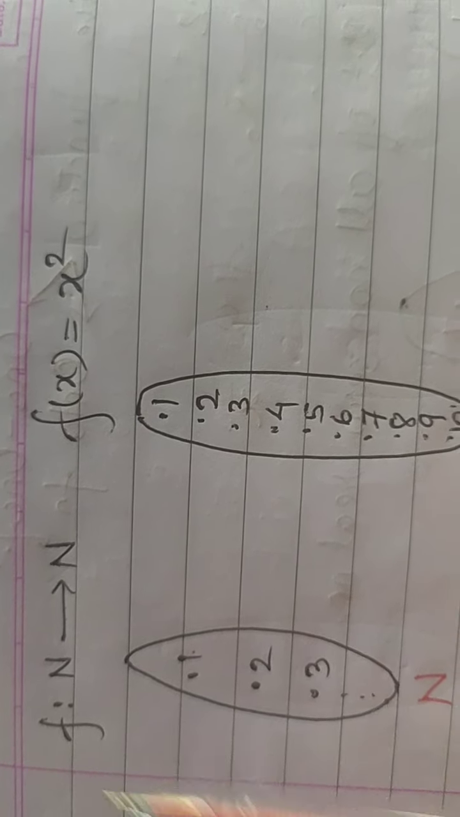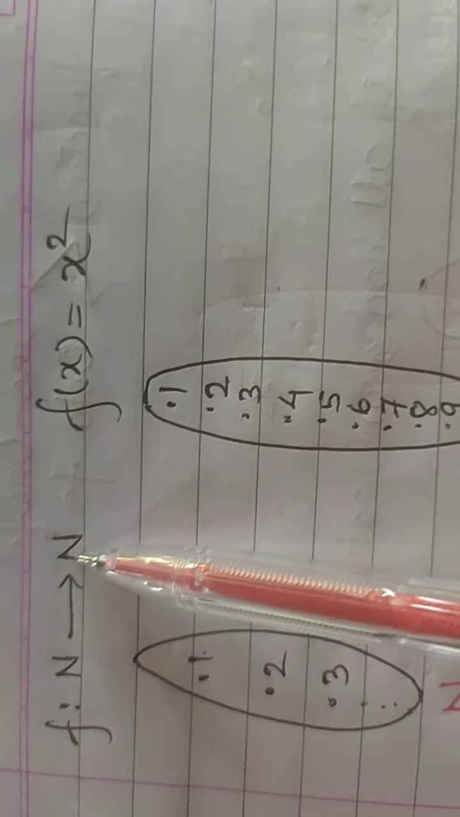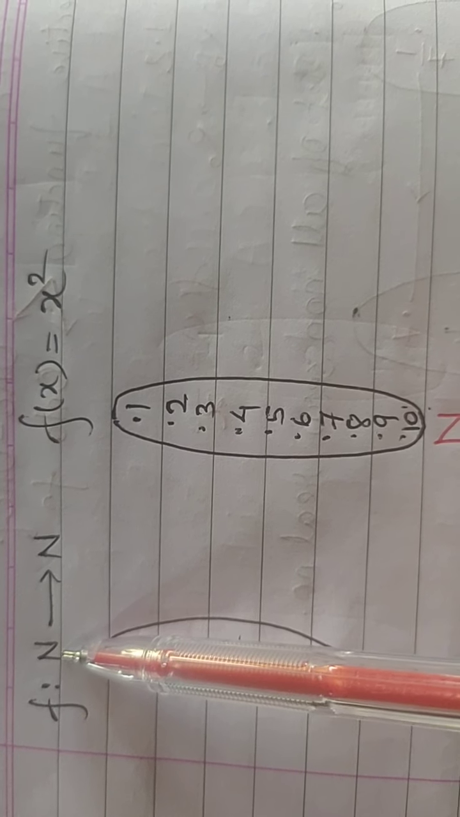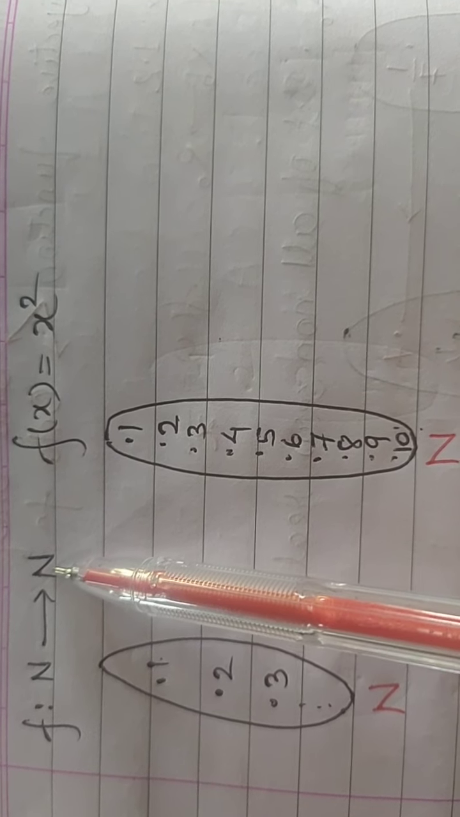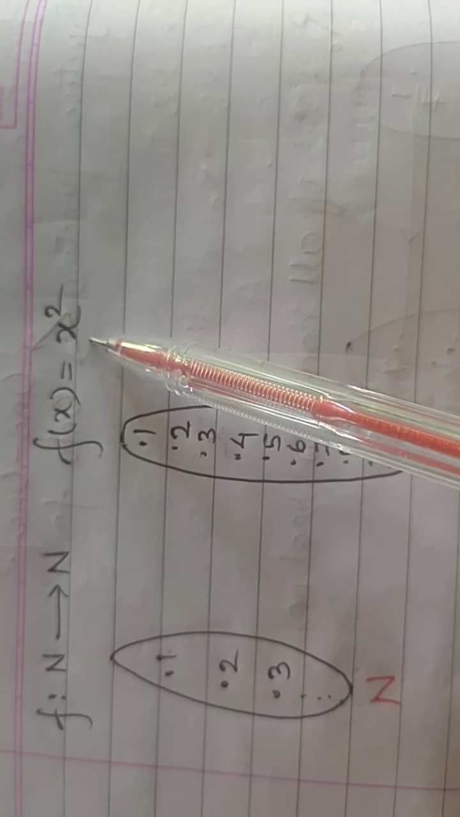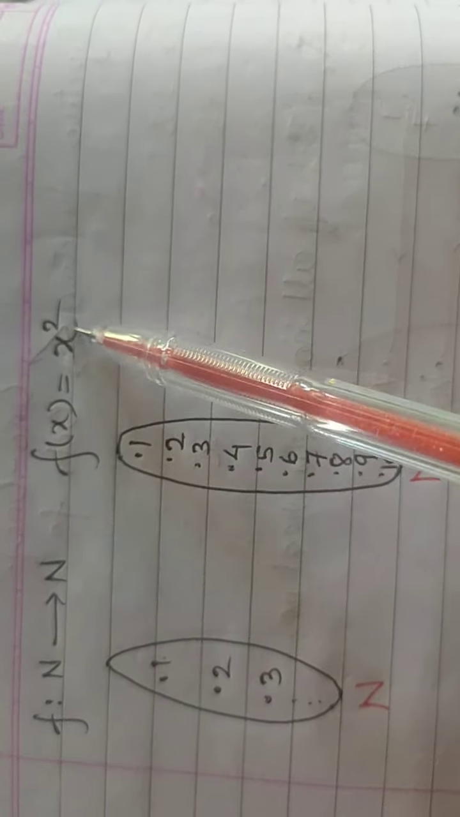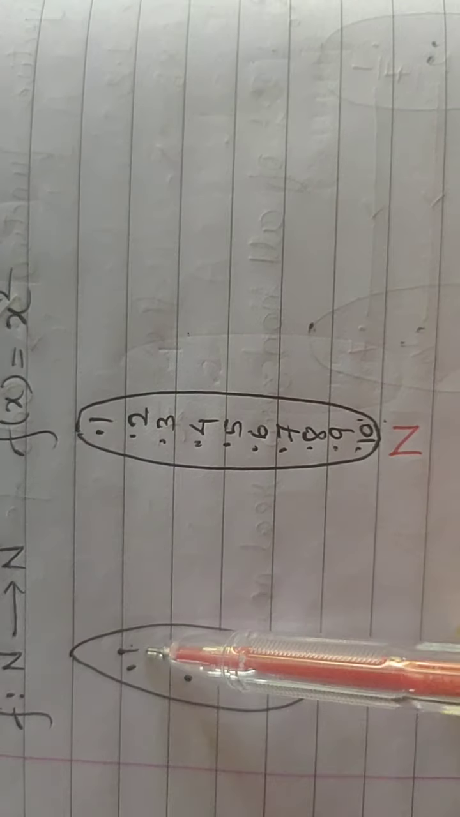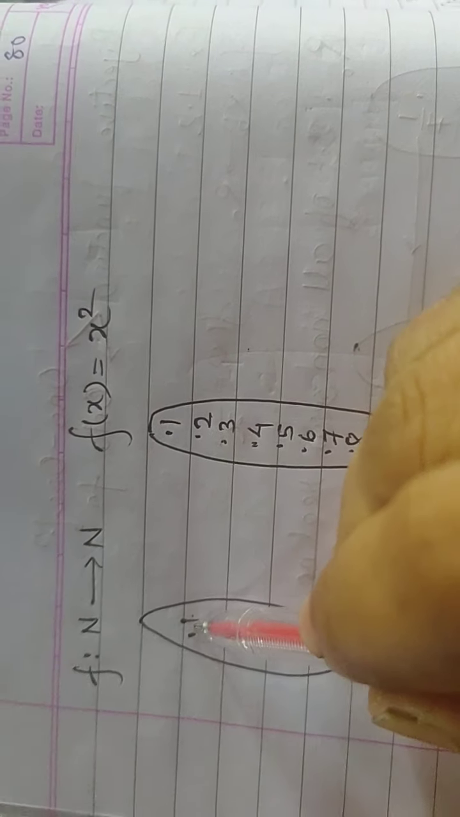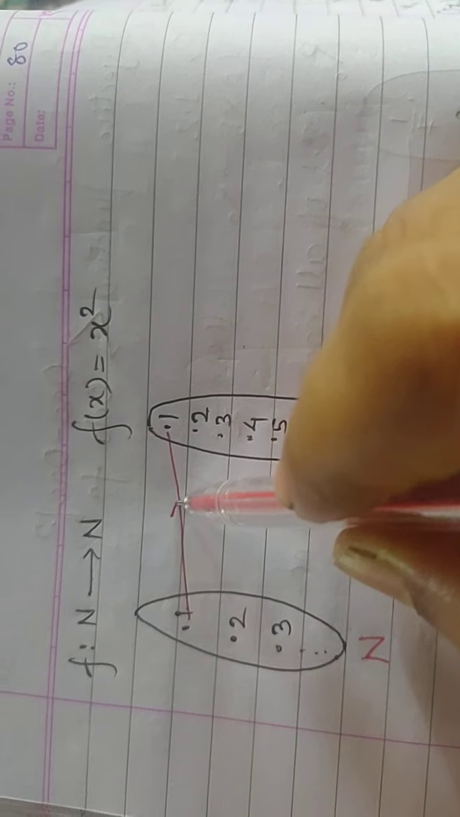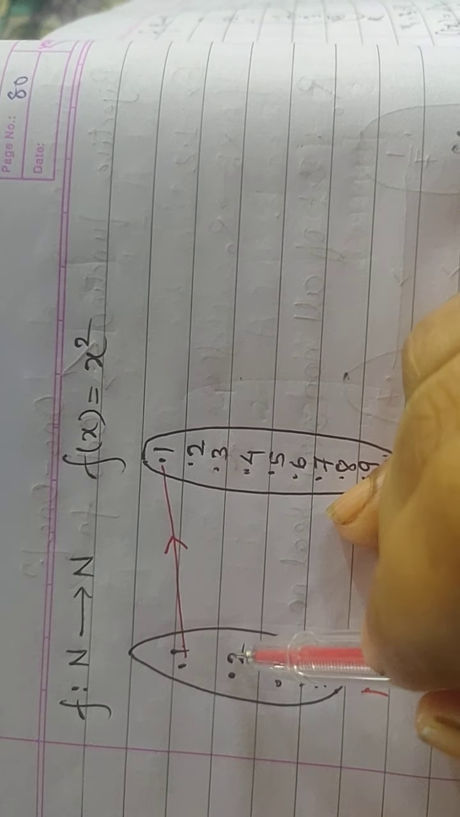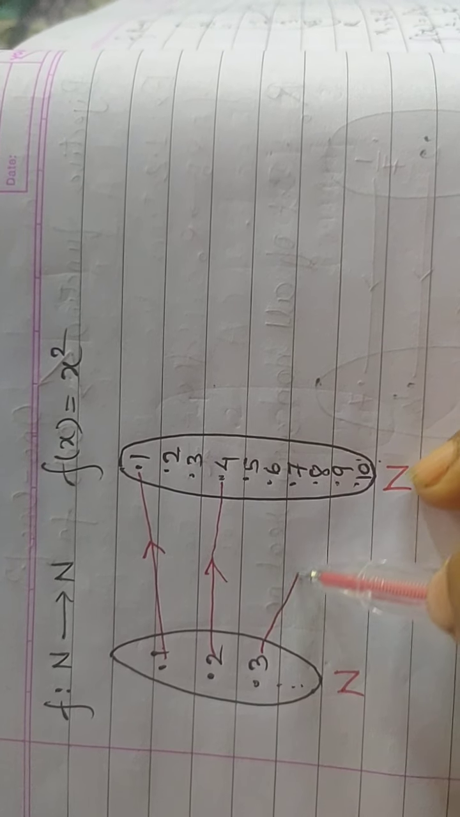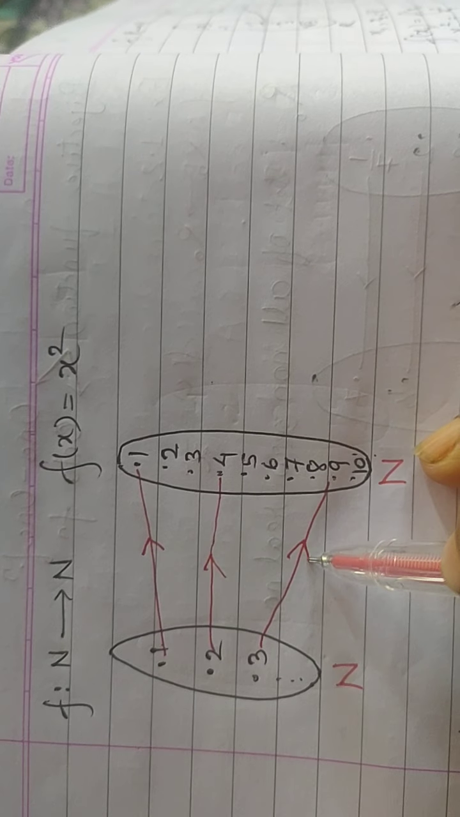Now in the second question, the function is defined from N to N. That is, set of natural numbers to set of natural numbers. Means domain is the set of natural numbers, codomain is also the set of natural numbers. And the function f of x is x square, the square function. Now observe the elements in the set N. 1 square will be 1, so we can relate 1 to 1. We can draw the arrow diagram like this. 2 will be related to 4, because it is a square function. 3 will be related to 9.